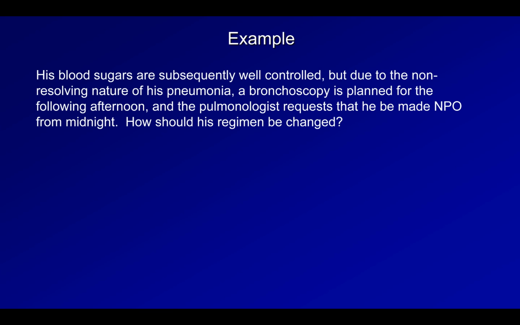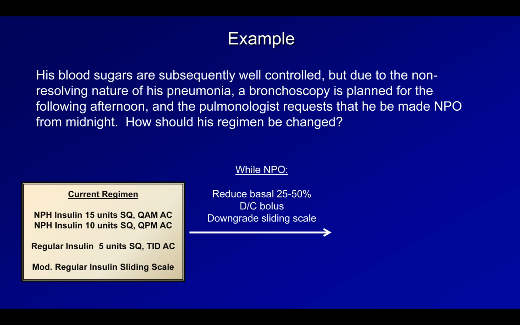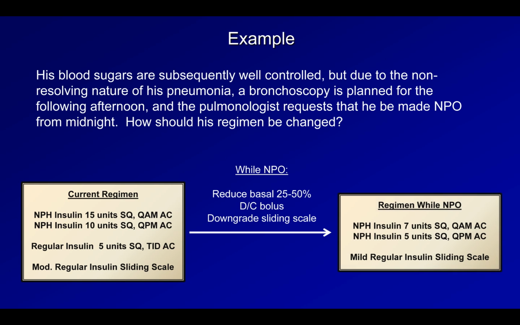How should this regimen be changed? Here's the current regimen again. While NPO, remember that the patient should have the basal insulin reduced by 25 to 50%, the bolus insulin should be DC'd, and the sliding scale should generally be downgraded. Therefore, the patient's regimen while NPO should be NPH 7 units each morning before breakfast and 5 units each evening before dinner, with a mild regular insulin sliding scale.